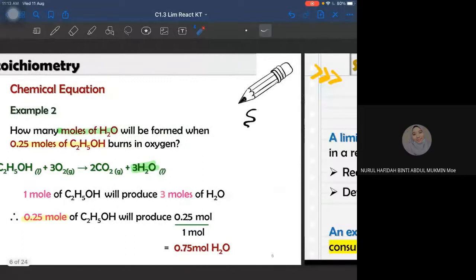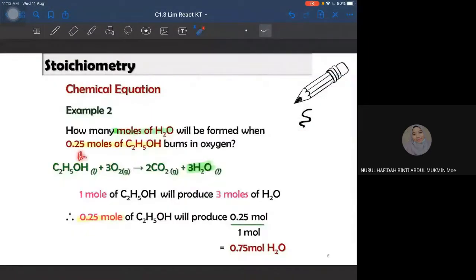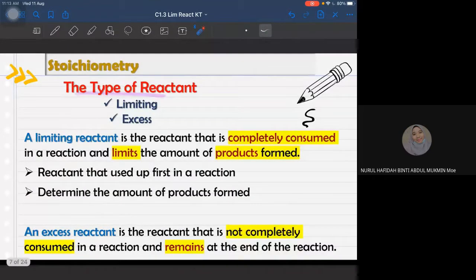Alright, so now kita nak masuk limiting reactant. Okay, so limiting reactant, dalam kamu punya reaction, reactant react dengan another reactant to form product. Okay, so reactant pula dia ada 2 jenis, limiting reactant and also excess reactant. So apa itu limiting, apa itu excess? From the wording itself, limit tu maksudnya dia menghadkan. So excess means lebihan.